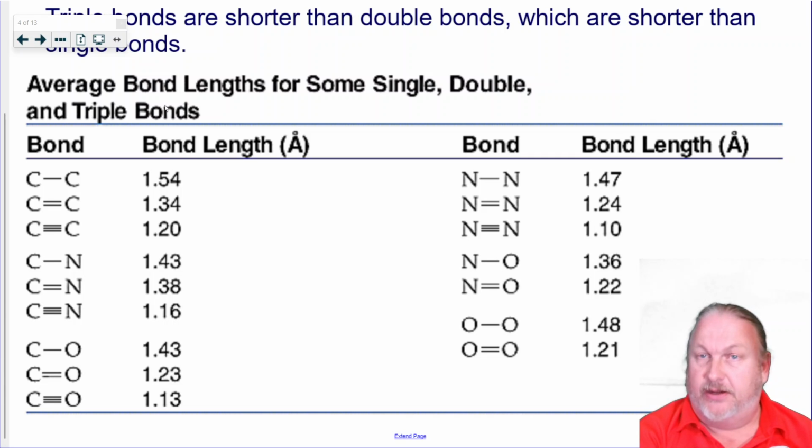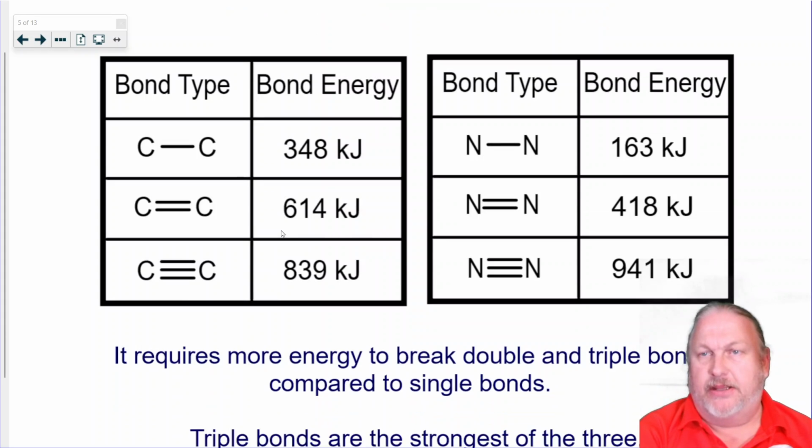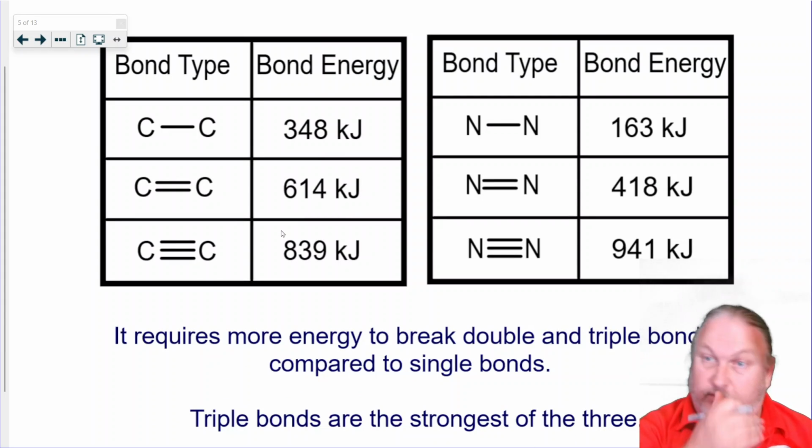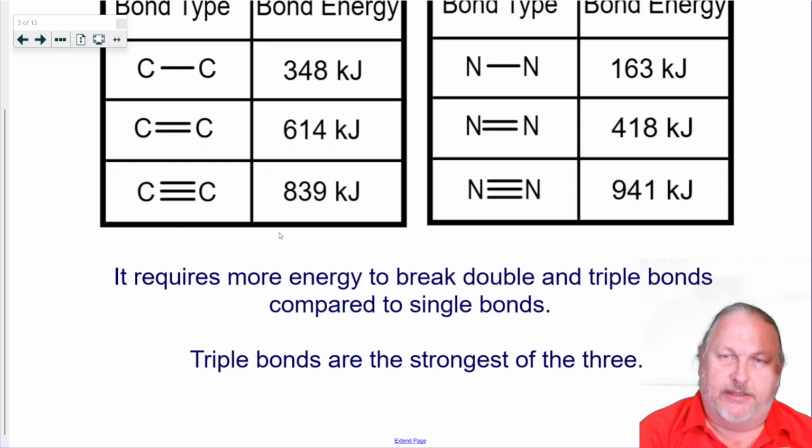So that's bond length. What else happens? Well, the bond energy to break or create the bond: the more bonds, the greater the energy required to break them. To break a double bond requires twice as much energy. To break a triple bond requires almost 3 times as much energy. That's the carbon-carbon bond.